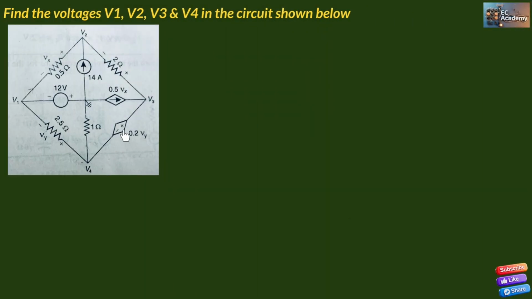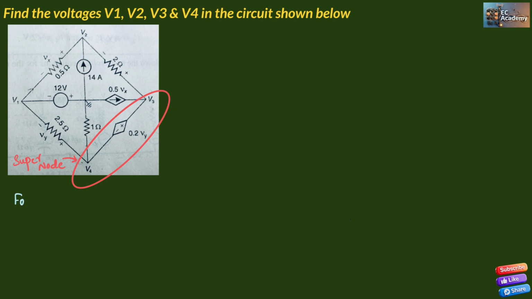Now let us consider a circuit where we need to find the voltages V1, V2, V3 and V4 in the circuit shown below. If you observe the circuit, there is an ideal voltage source between the node V3 and V4. That's why we can consider these two nodes as a supernode. So if we consider the nodes V3 and V4 as a supernode, we need to write the equations for these two nodes at a time.